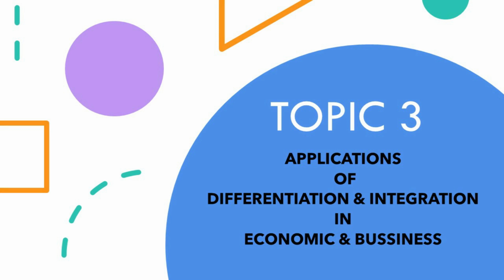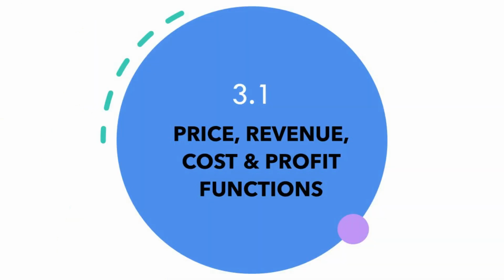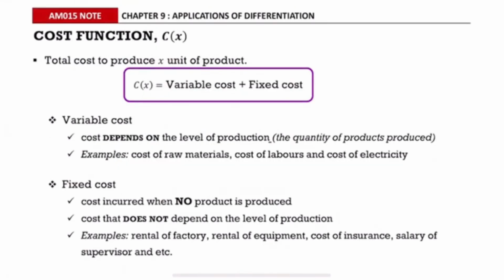In this video, we are going to learn about the applications of differentiation in economics and business, and we will focus on cost. Cost function is denoted as C of x. It is the total cost to produce x units of product. Cost function is variable cost plus fixed cost. Variable cost is cost that depends on the level of production or the quantity of products produced. For example, cost of raw materials, cost of labors, and cost of electricity.